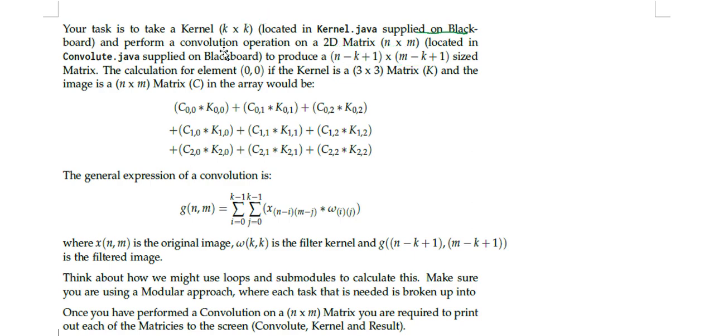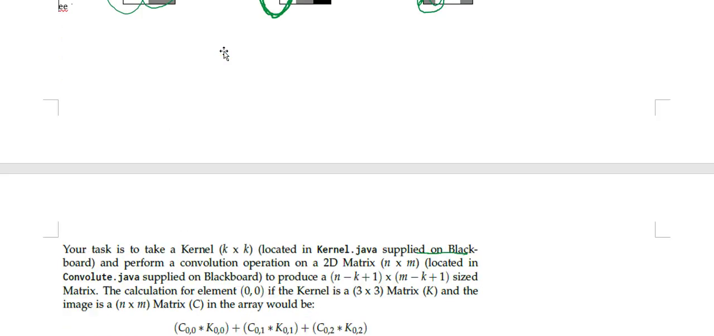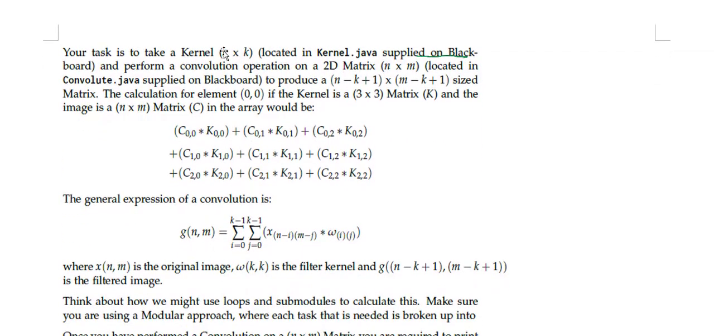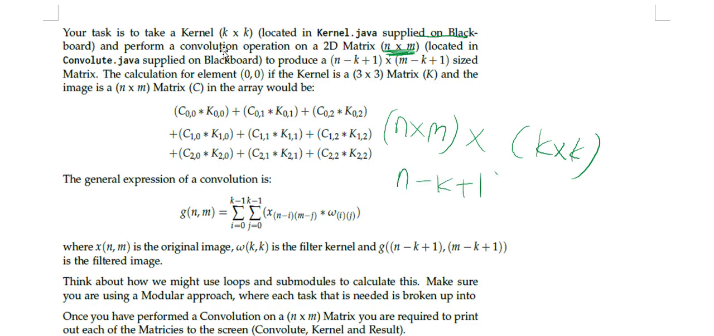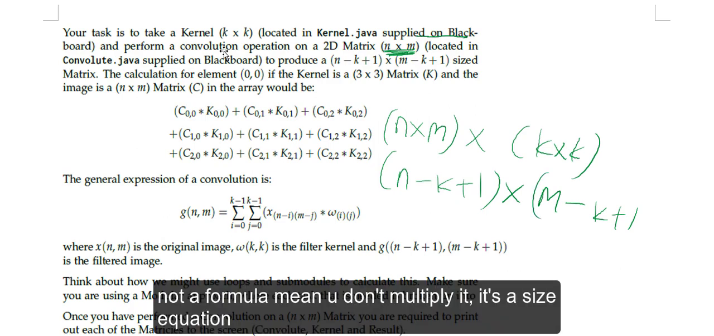So you apply a convolution operation to an image. At first you have an n times m size matrix, and you multiply it with a kernel of size k times k. What is the output? The output is n minus k plus 1 times m minus k plus 1. This is not a formula, this is the size of the matrix.